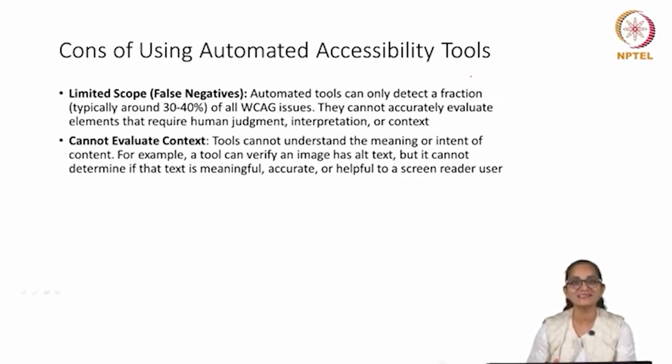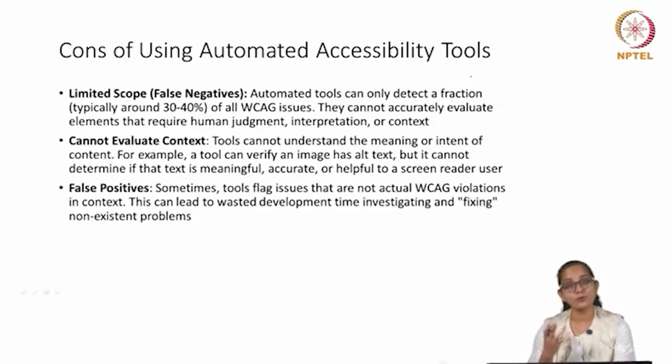It has the alt text. So it can only check the presence or absence of an alt text. Whether that text is actually a meaningful description of the image itself, that needs a human judgment. Other than that, there can be false positives also.